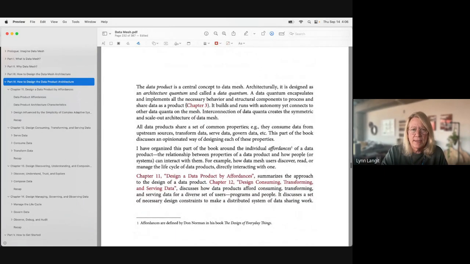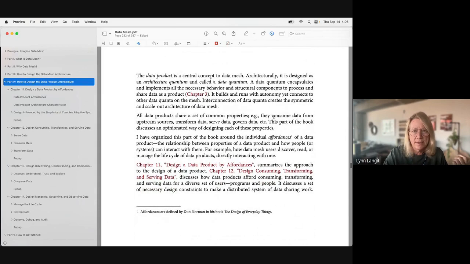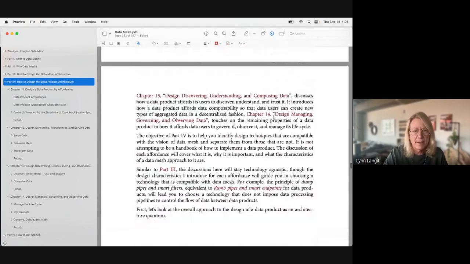So this central idea that we're creating data products, which I think of as microservices for analysis. And she has the term architecture quantum and data quantum because it's more broad than microservice. And I understand her point. Implements all behavior and structural components. And then you have interconnection. I probably wouldn't use data quanta with my customers. To me, it's too fancy. I would just say microservices. Yeah, too abstract is a good way to say it.